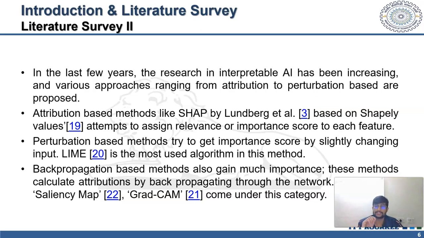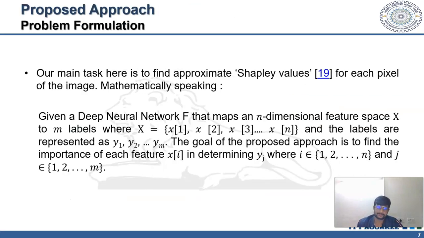Last is the backpropagation based method. In this method, we backpropagate through the network from top to bottom to get the relevance score of each and every pixel. This includes saliency maps and GradCam. This category is great, but they are very prone to slight changes in the image.